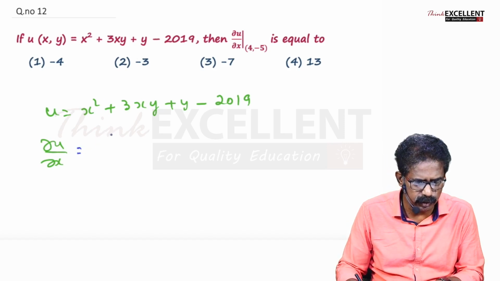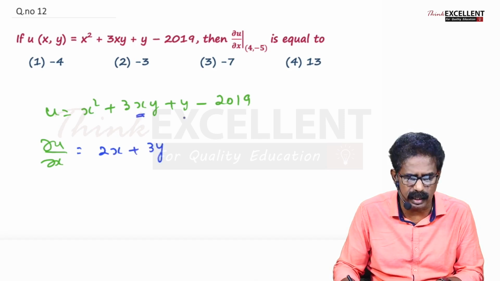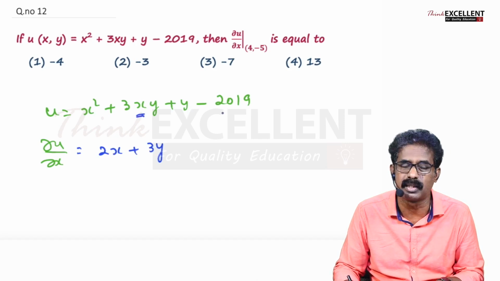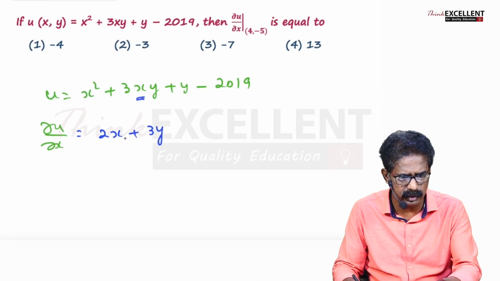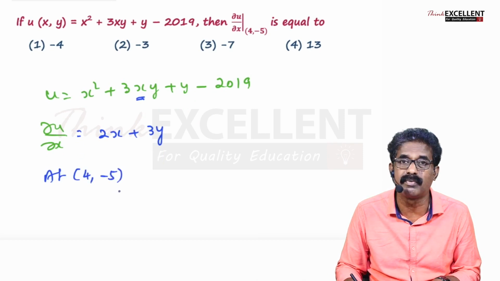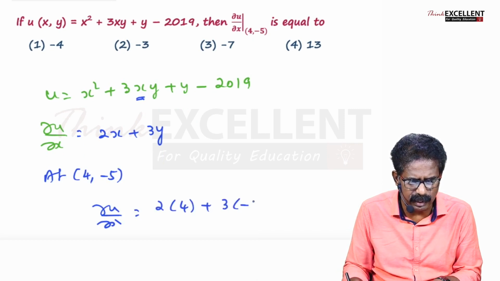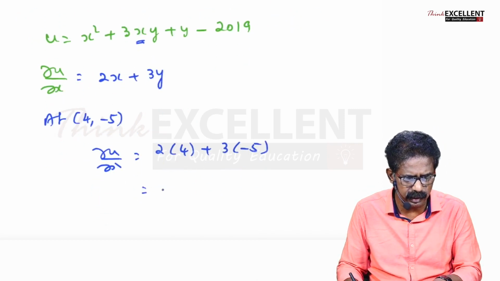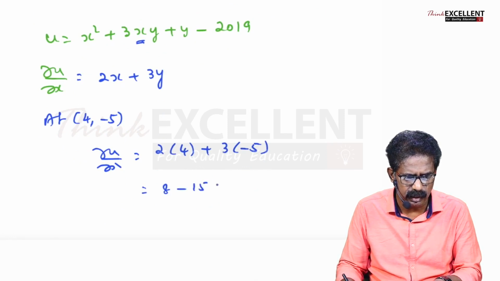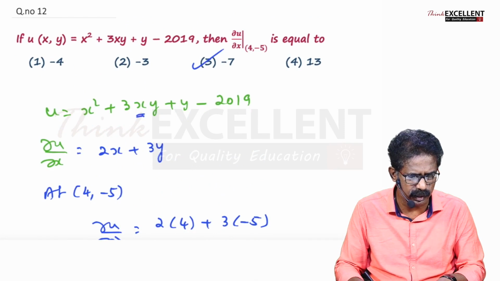X square derivative 2x. The second term, x is there, 3y constant into x derivative 1. In the other two terms there is no x at all, so derivative 0, right? So at the point 4 comma minus 5, for x you put 4. So 2 into 4 plus 3 into y value minus 5. So you are getting 8 minus 15, minus 7. So that is option number 3.